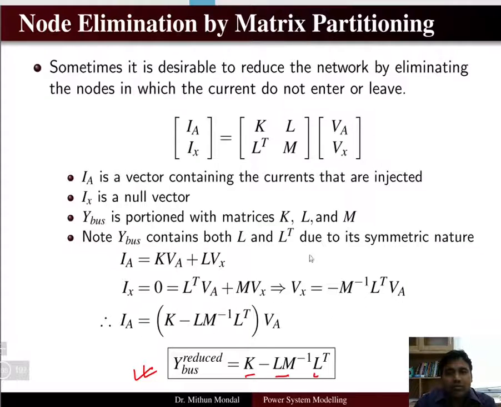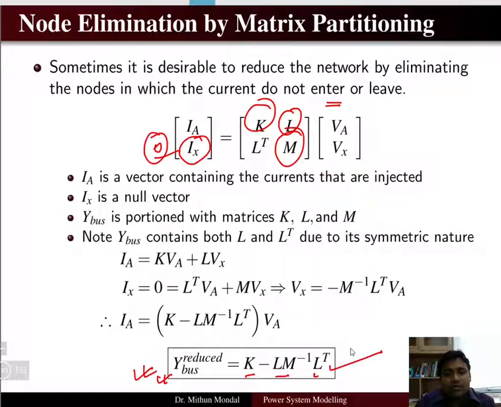So the Y bus reduced matrix will be equal to K minus L M inverse into L transpose. So if we know the matrices K, L and M, which are the partition matrices involving the current Ix being 0, where no nodes are involved in current entering or leaving, then the reduced matrix of Y bus can be obtained by this equation, K minus L M inverse into L transpose.